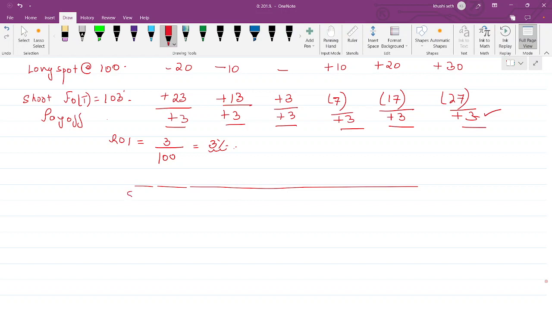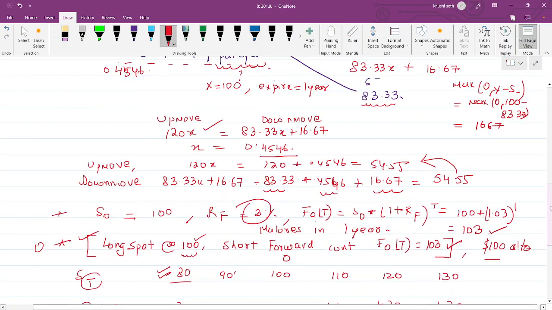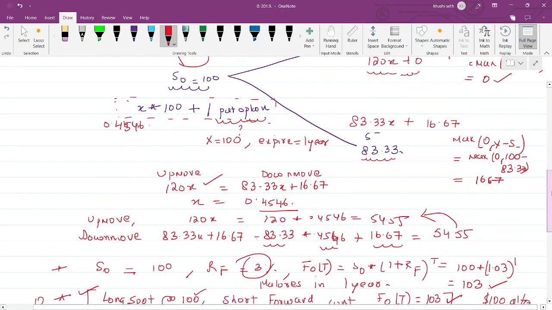If I invest $100 at time zero, that $100 is going to become $103 in 1 year, right? If I take this example, if this portfolio gives me a 3% return in 1 year, then my $100 becomes $103 in 1 year. ठीक है? Given a risk-free rate of 3%.